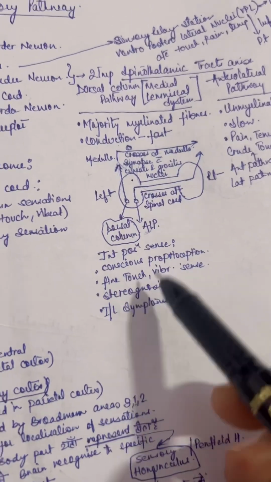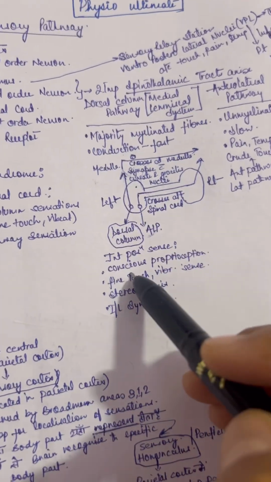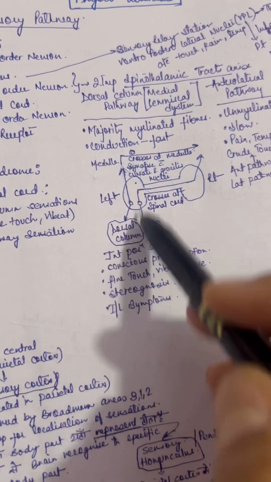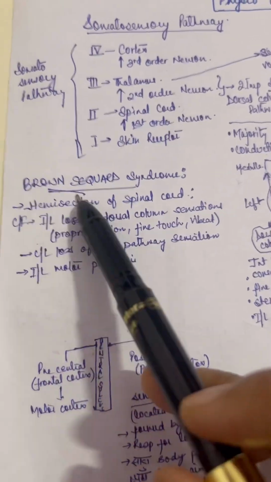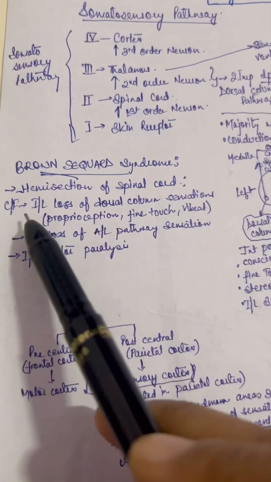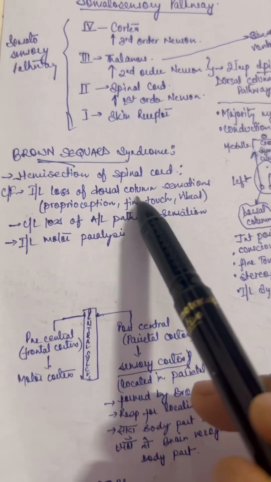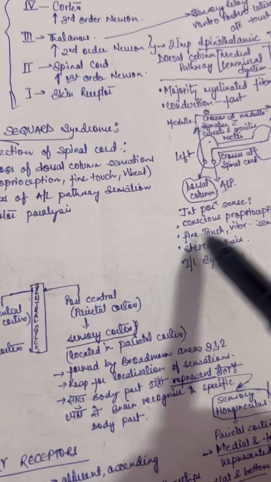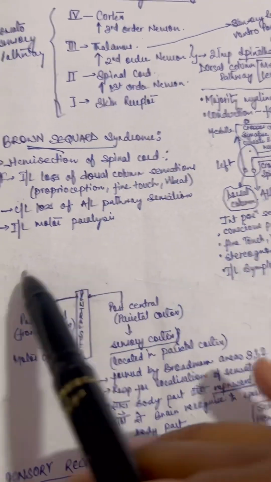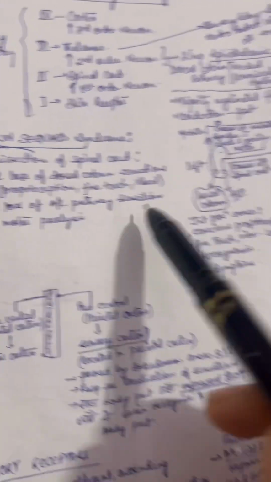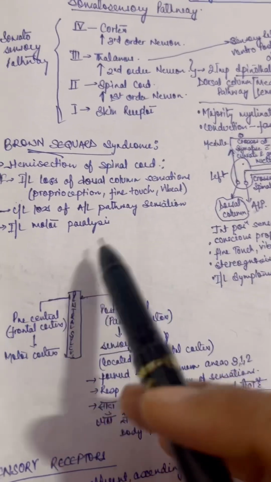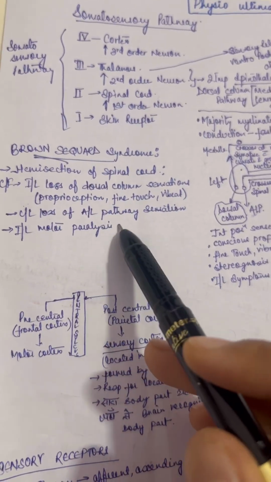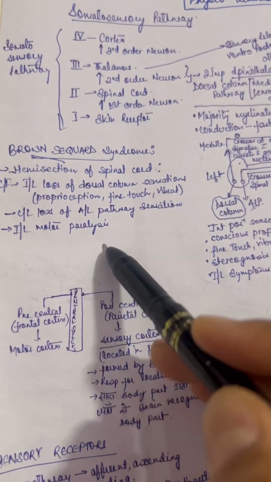One more thing, if there is ipsilateral loss of sensations and there is hemisection of the spinal cord, it will lead to Brown-Sequard syndrome. Hemisection of spinal cord, clinical features: ipsilateral loss of dorsal column sensations, what were they, proprioception, stereognosis and so on. Okay, contralateral loss of anterolateral pathway sensations, so on this side contralateral loss, and ipsilateral motor paralysis. Done. So we have done up to this.